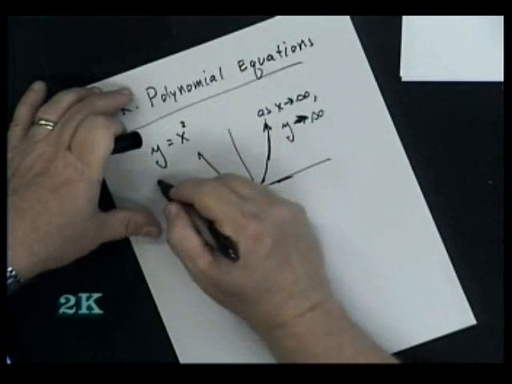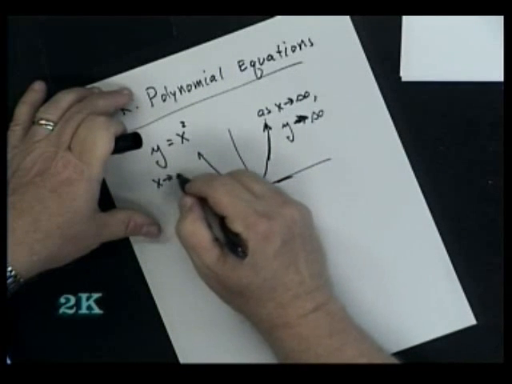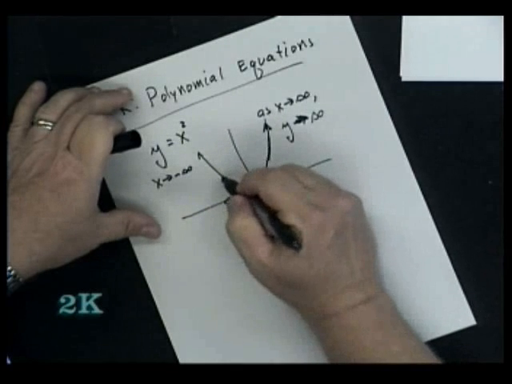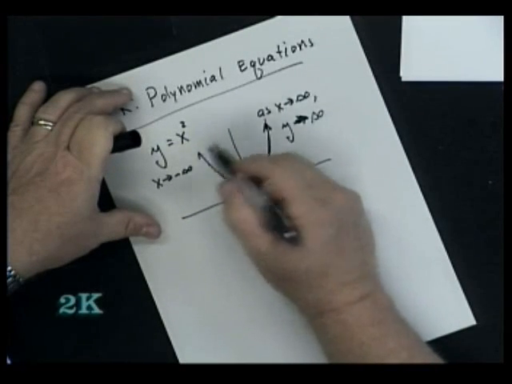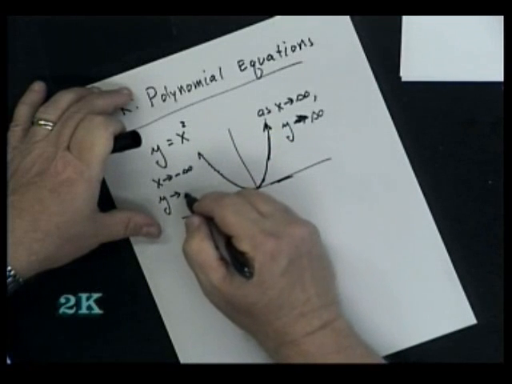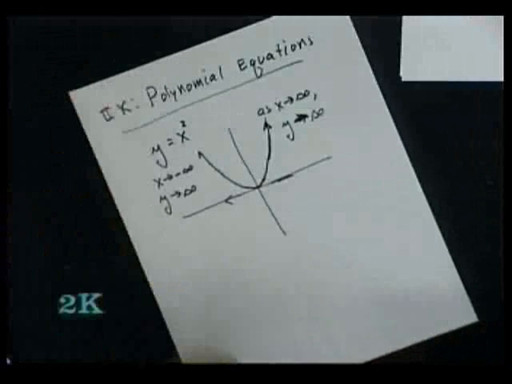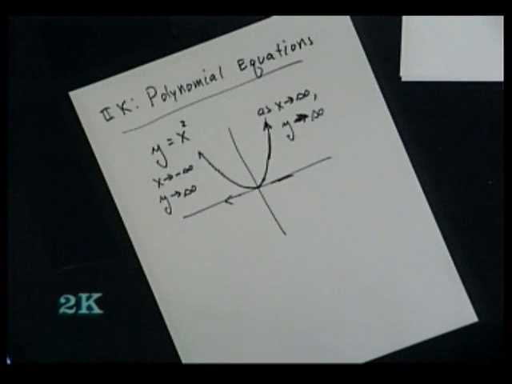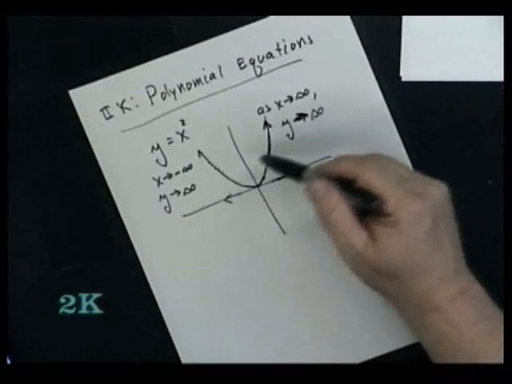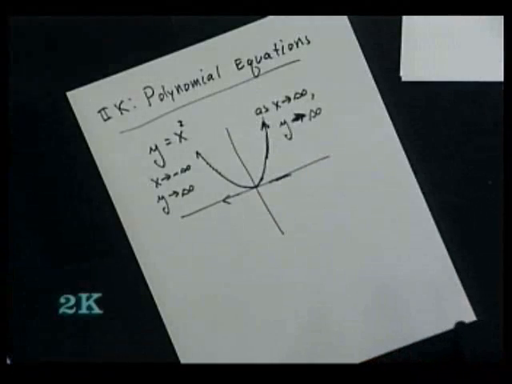On the left side, as x goes to negative infinity, that is, x is going back this way, points here, it looks like the y-coordinates again are getting big, and so we would say y goes to infinity, or you can write plus infinity. Now that's called end behavior. So the end behavior for x squared, on the left and the right, the graph heads towards positive infinity.